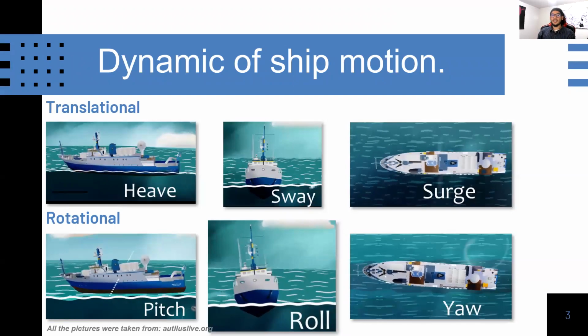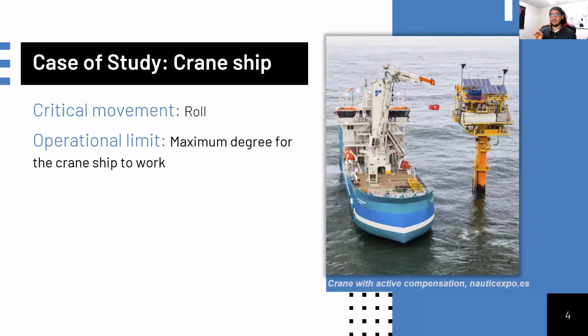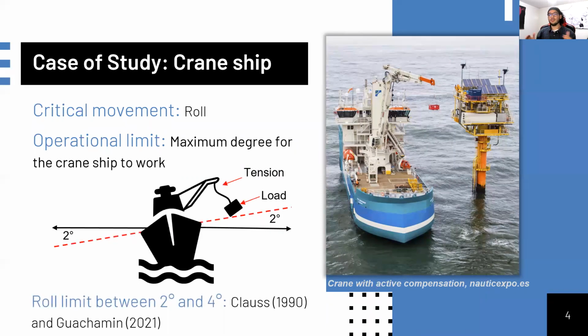For example, in our study, a 140 meter crane ship was taken. Here, the roll is very important. Due to its long lever, a small movement of the main hull of the ship can cause considerable oscillations at the tip of the crane, which affect the forces and tensions with which the load is placed or lifted.